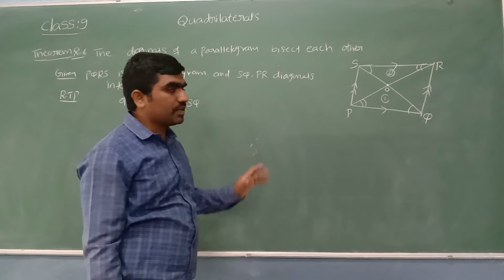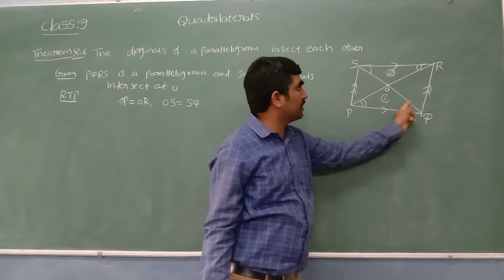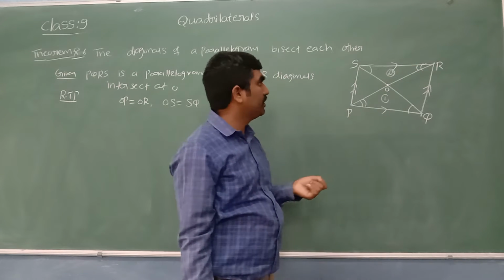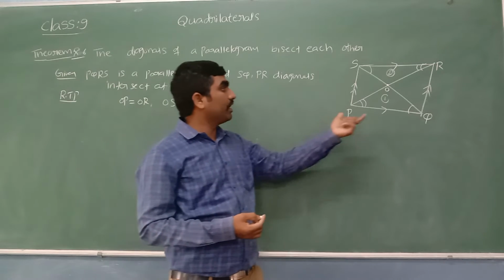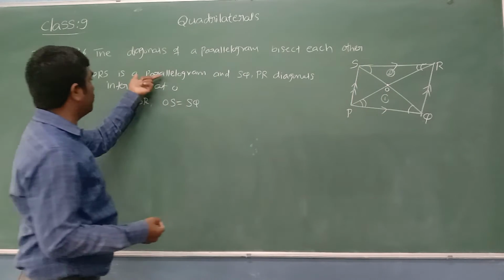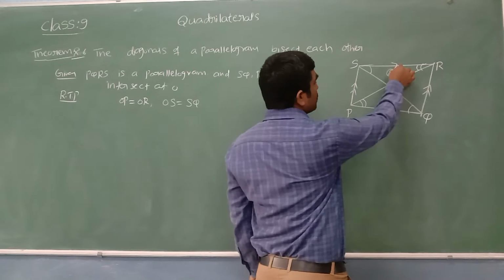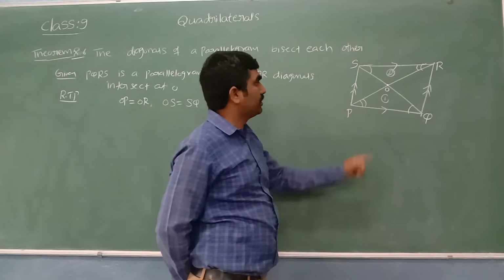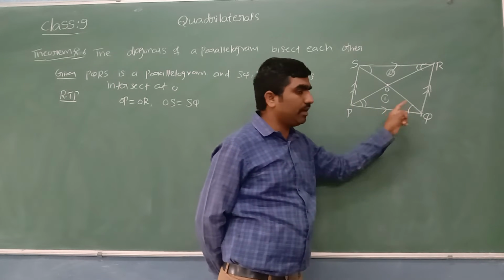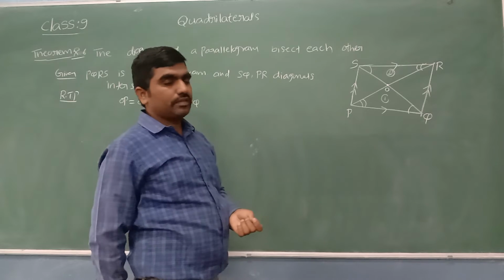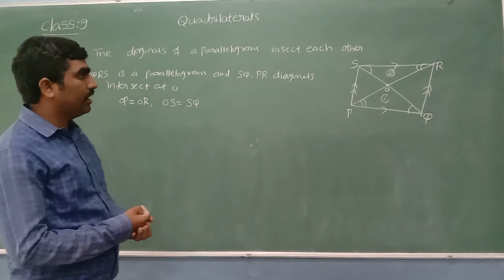Now is it enough to say that both triangles are congruent? Sir, only two angles are equal. Then what about a side? We already proved in theorem 8.2 that in a parallelogram, opposite sides must be equal. We'll take PQ equal to SR, opposite sides are equal. Angle, side, angle. We can say that they are congruent by ASA criteria.